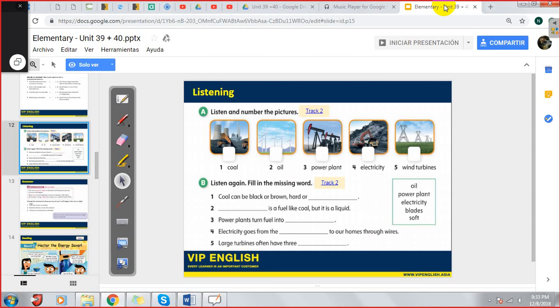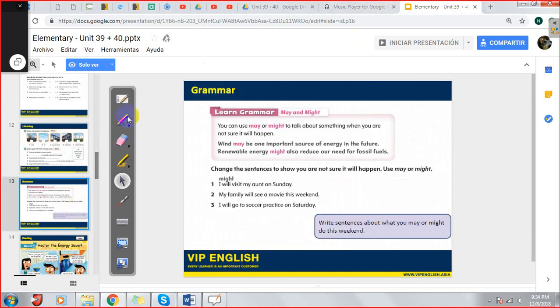Correct. And number 5. Number 5 is large turbines often have 3 blades. 3 blades. Correct. Yes.